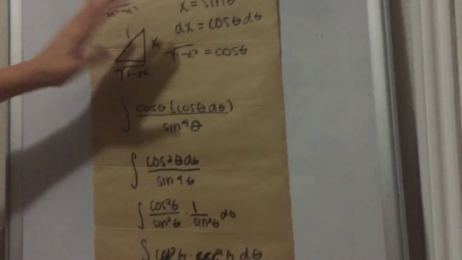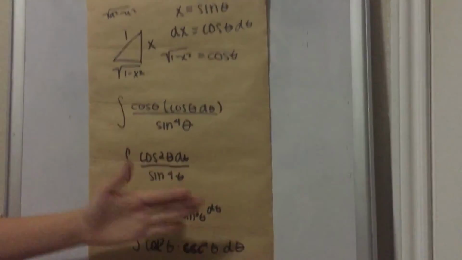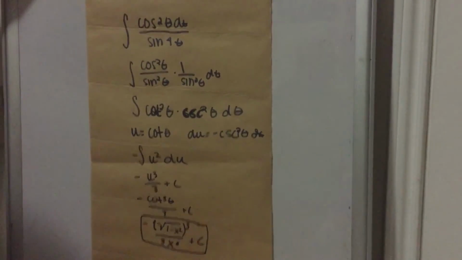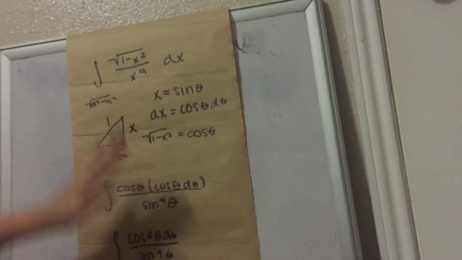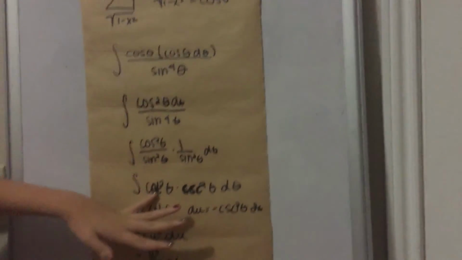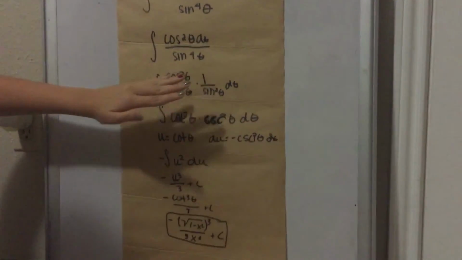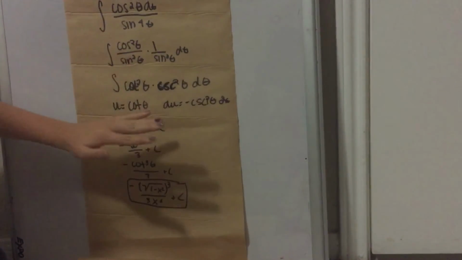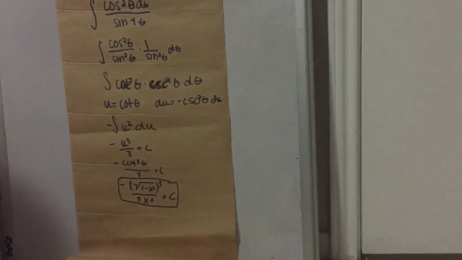So when doing this problem, not only do you do trig substitution, you may also have to do regular substitution, and then once you're all done, you have to go back and plug in everything until it's back in terms of x. And right here, just to confirm, this is cotangent squared times cosecant squared, because cosine squared divided by sine squared is the same thing as cotangent squared, and 1 over sine squared is the same as cosecant squared. And that's how you do trig substitution.